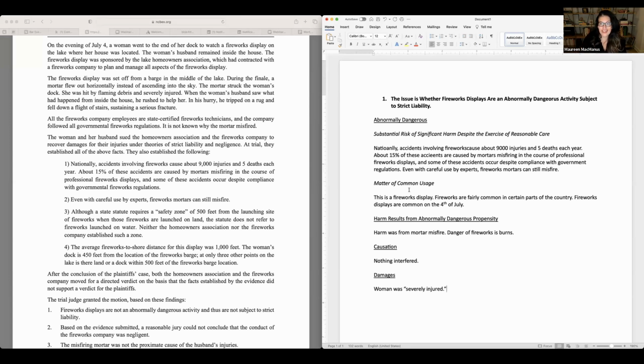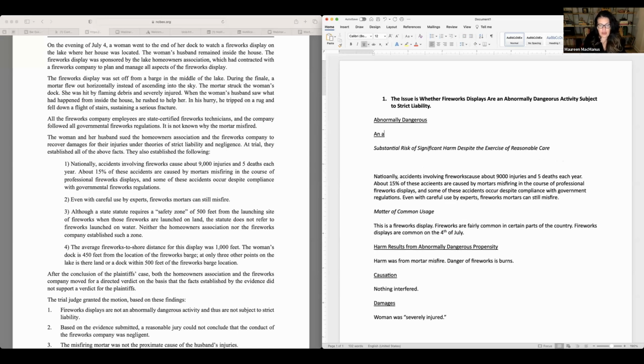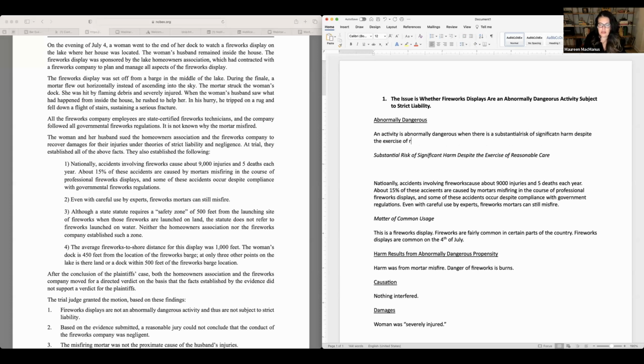Because this is really important: when you do this, you just say, okay, I know what the rule is, and I'm going to take my facts. So if I did this for everything, if I have time, and hopefully you would, I would write in my rule. An activity is abnormally dangerous when there is a substantial risk of harm despite the exercise of reasonable care, and it is not a matter of common usage.